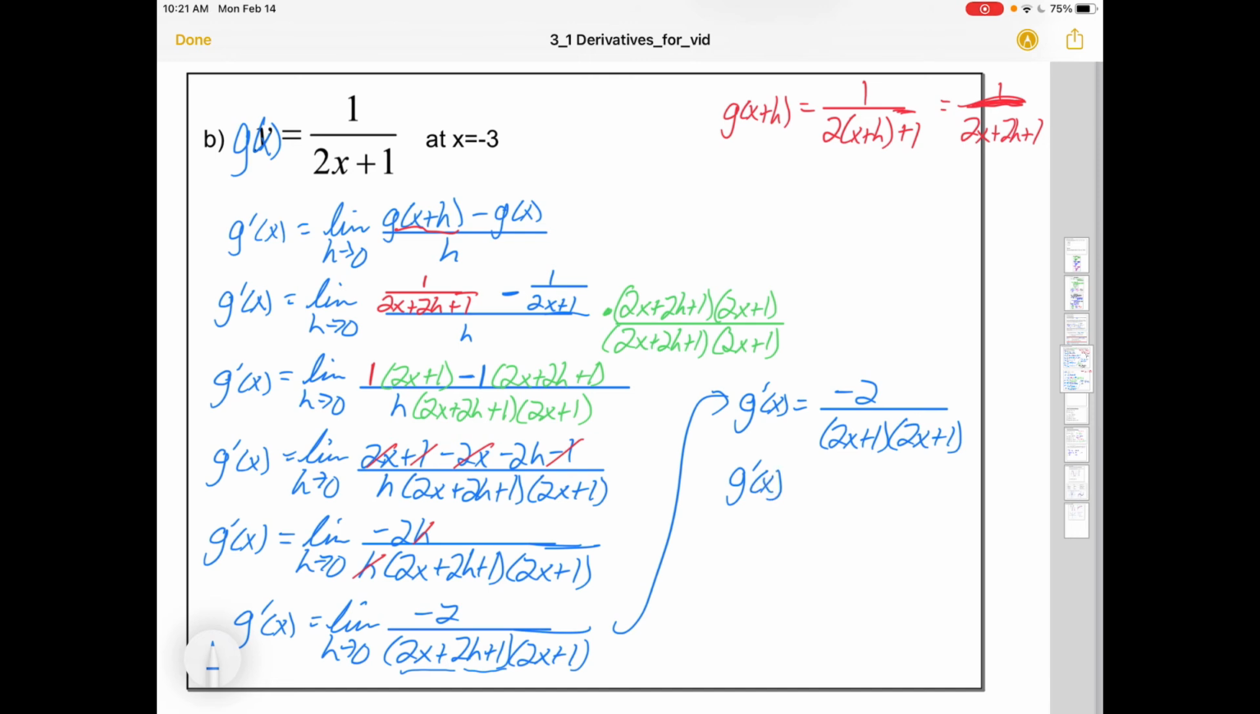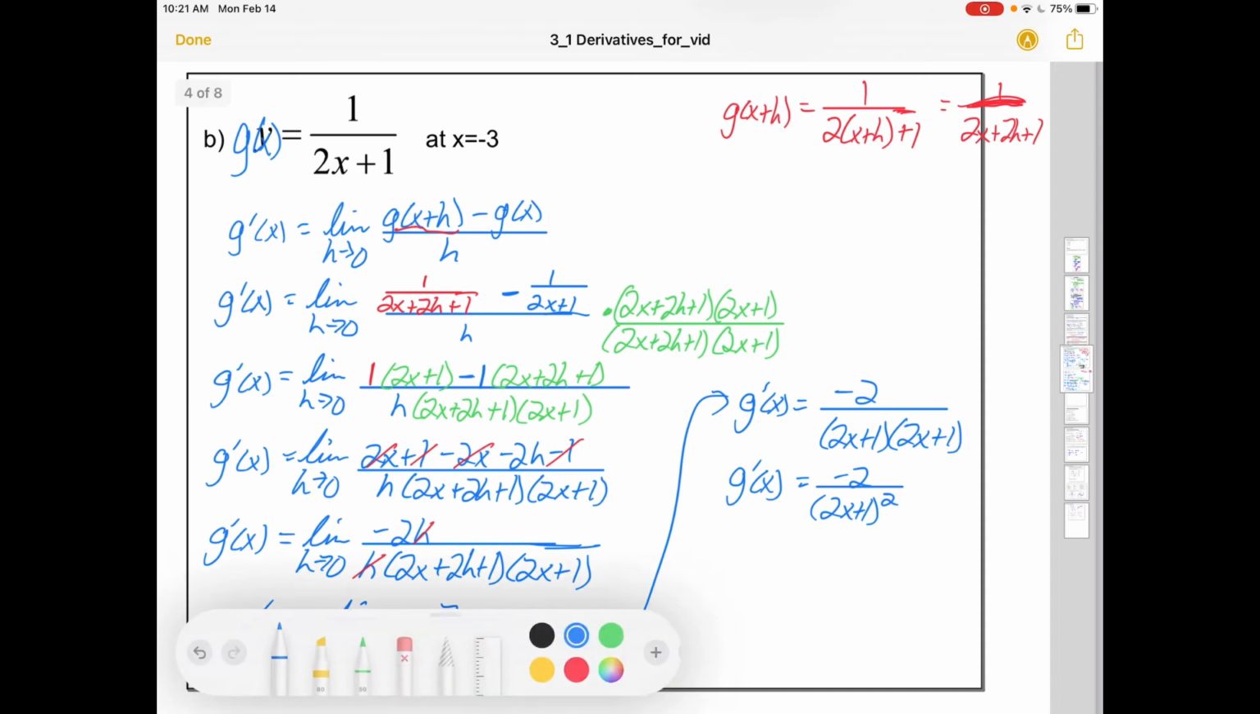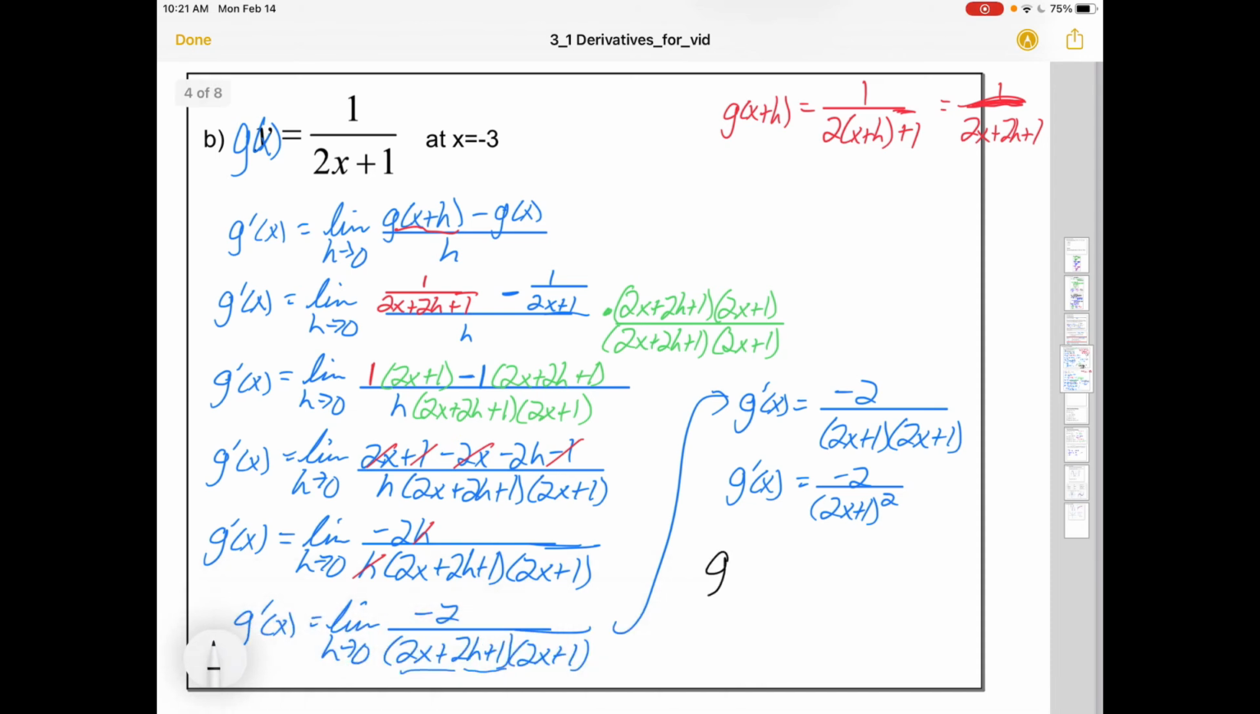Or the slope anywhere is 2x plus 1 all squared on the bottom and a negative 2 on the top. Okay. That's the slope anywhere. We want, in particular, the slope when x is negative 3. So when you read that g prime of negative 3, it's saying the tangent slope when x is negative 3.